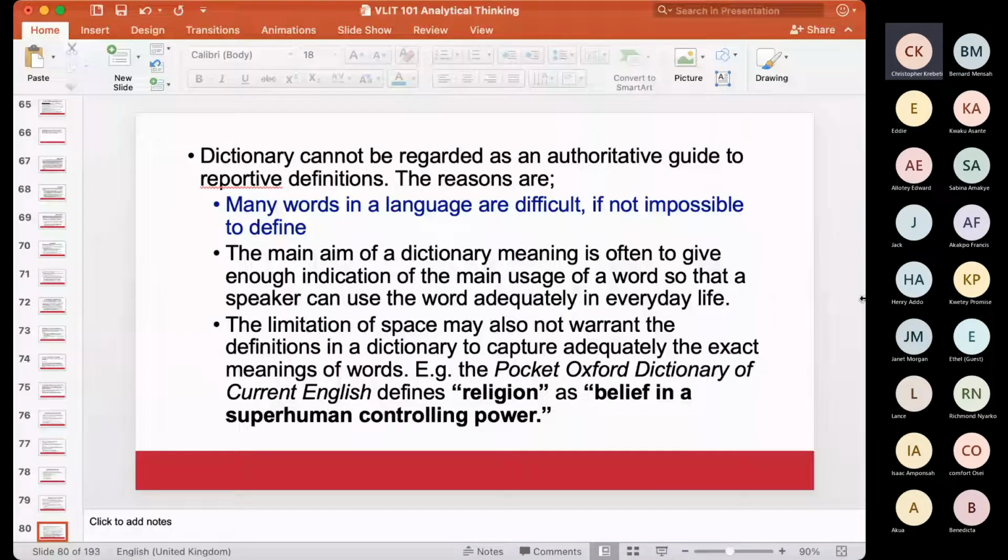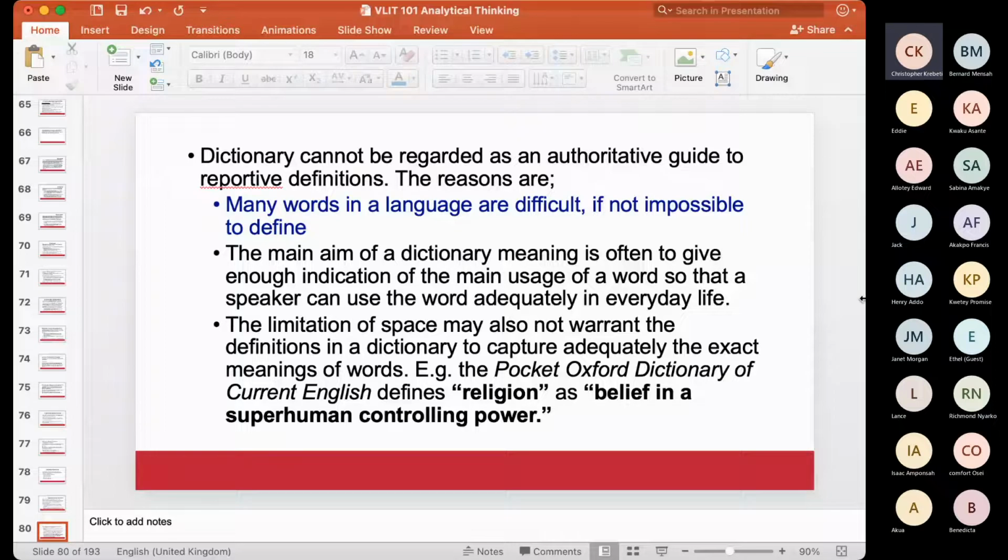Number 2, the main aim of a dictionary meaning is often to give enough indication of the main usage of a word so that a speaker can use the word adequately in everyday language. So oftentimes, that is the purpose the dictionary serves, to give you enough indication of how the word is mainly used. So once it gives you that, it helps you to be able to also use the word adequately.